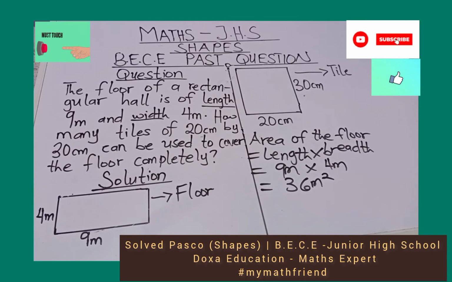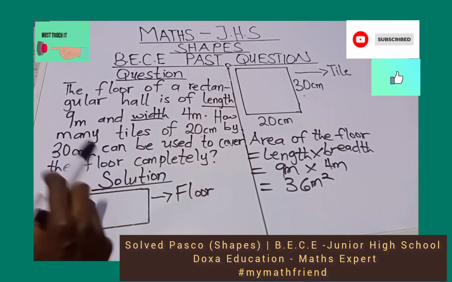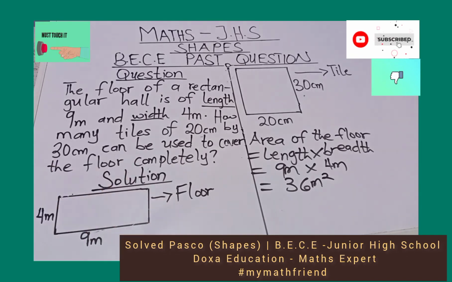Now, the question stated, how many tiles of 20 centimeters? So the number of tiles is what they are requesting you to find. And they said the tiles are in centimeters. It means that appropriately here, you should leave your answer in what? In centimeters, exactly. Because it said how many of the tiles of 20 centimeters. You can also choose to leave it in meters, right? But let's just go by it. Let's leave it in centimeters since they are requesting the number of tiles.